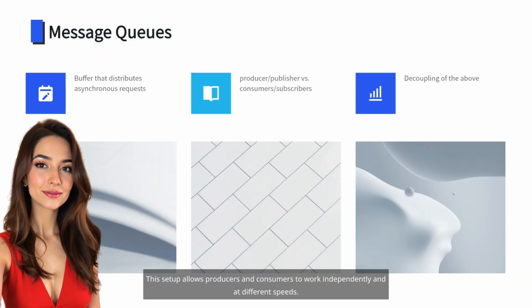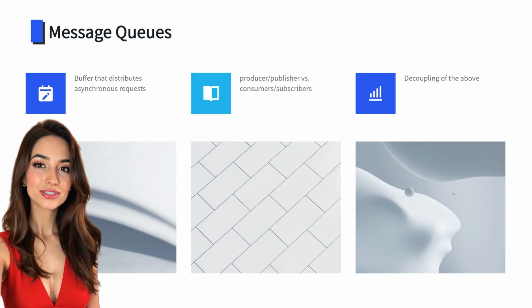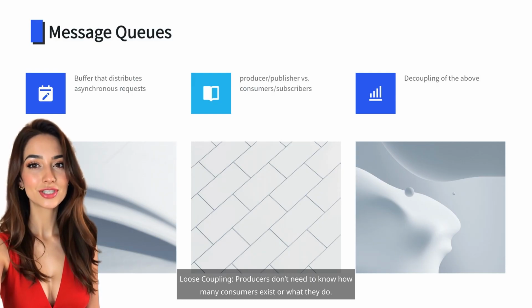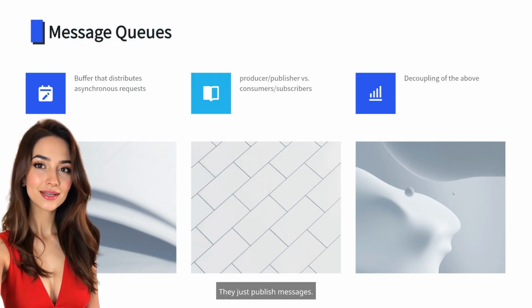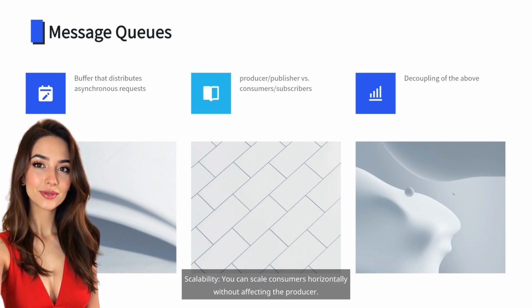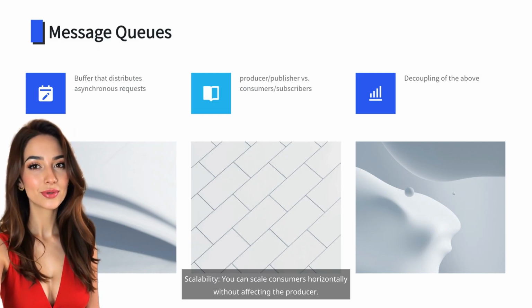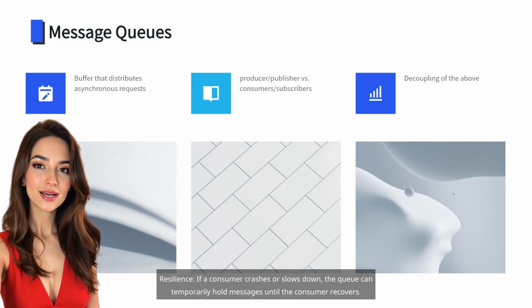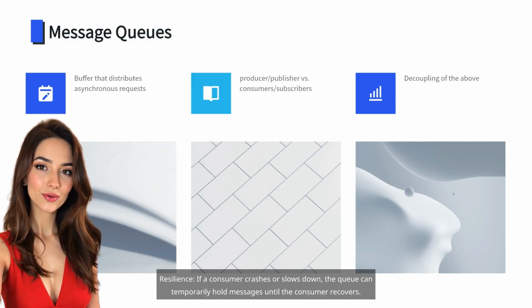Decoupling benefits. Loose coupling: producers don't need to know how many consumers exist or what they do. They just publish messages. Scalability: you can scale consumers horizontally without affecting the producer. Resilience: if a consumer crashes or slows down, the queue can temporarily hold messages until the consumer recovers.